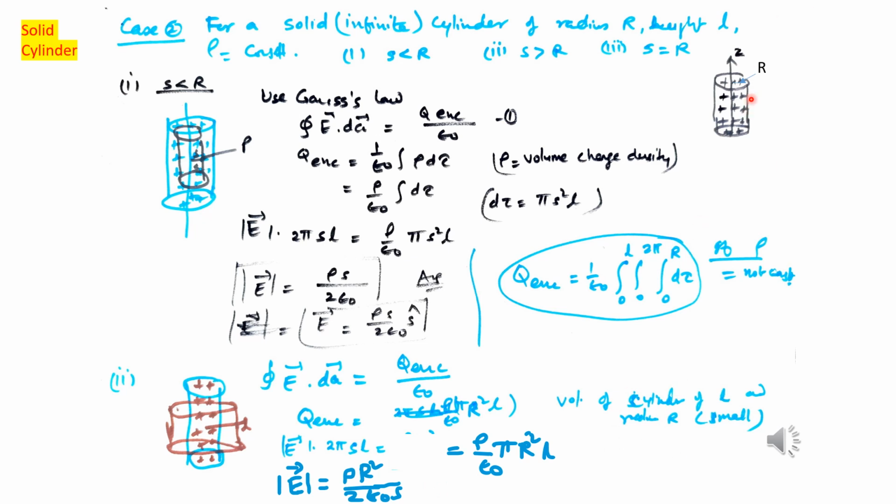Similarly, if we take s equal to R, means at the surface point, we will have to take the surface area as 2 pi capital R L in the case of s equal to R. So this is the process where we can use the cylindrical symmetry.